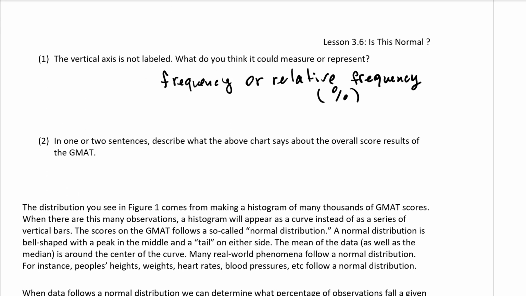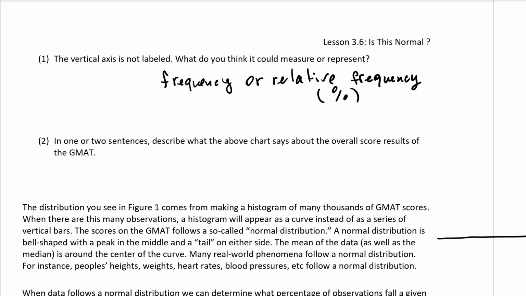Now, to give it a little bit more precise terminology, the distribution that we just saw in figure 1 comes from making a histogram of many thousands of GMAT scores. Remember the histograms that we did early in the module to see how many people were in each category? Well, when there are many observations, a histogram will appear as a curve instead of a series of vertical bars, and the scores on the GMAT follow a so-called normal distribution. A normal distribution is a bell shape with a peak in the middle and a tail on either side.